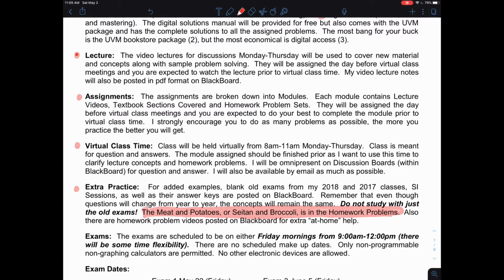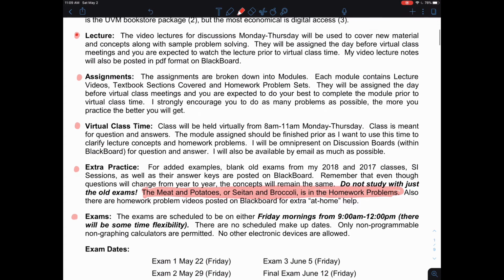So there's definitely practice involved with the homework problems, a good work ethic. But that's really the meat and potatoes, or seitan and broccoli, of this course. The more of those you can do on your own, the more confident you will get, and the more understanding you'll have of the course, and better success with the course.